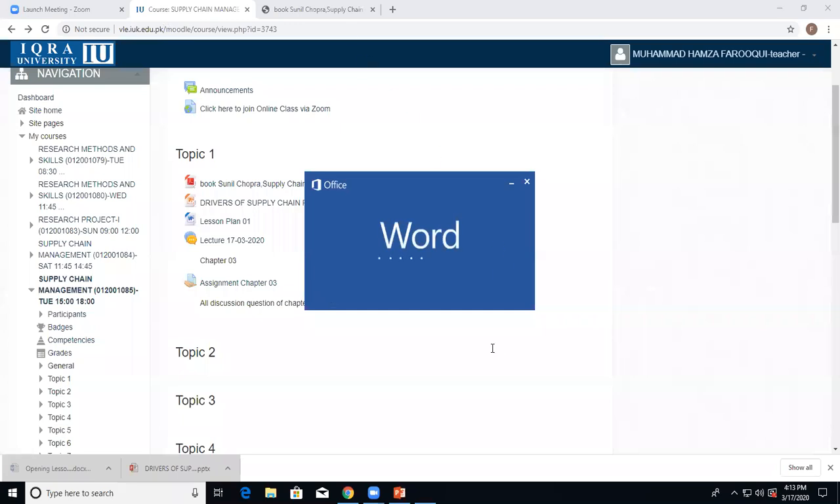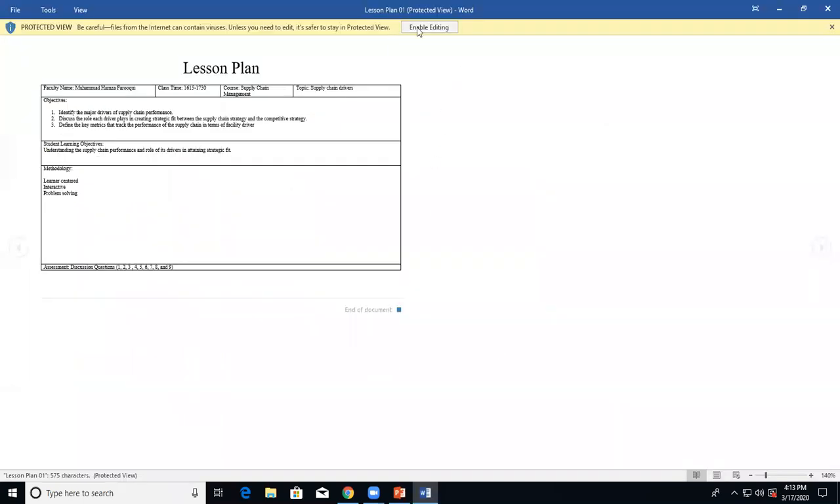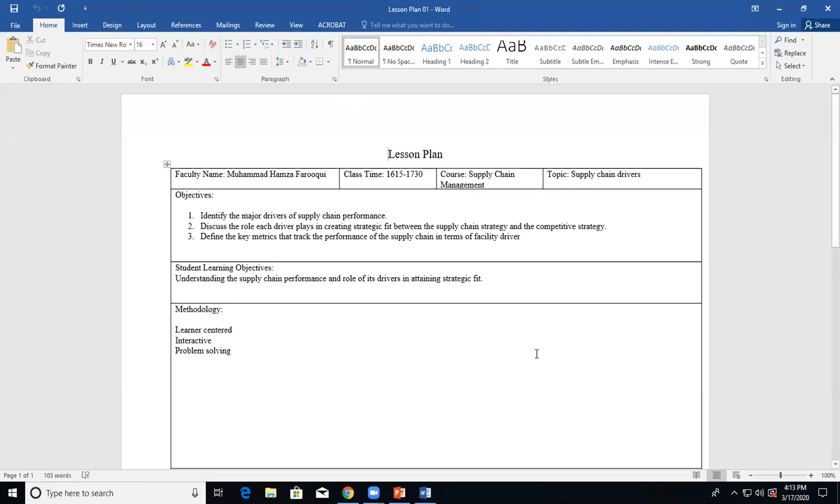So there is a presentation slide in this topic 1 and there is a lesson plan 1. So first open your lesson plan 1, okay. Yes, all are present, no need to say present. Okay.